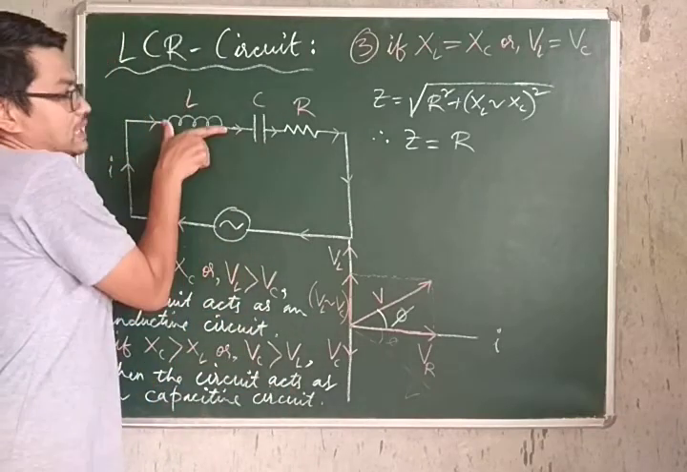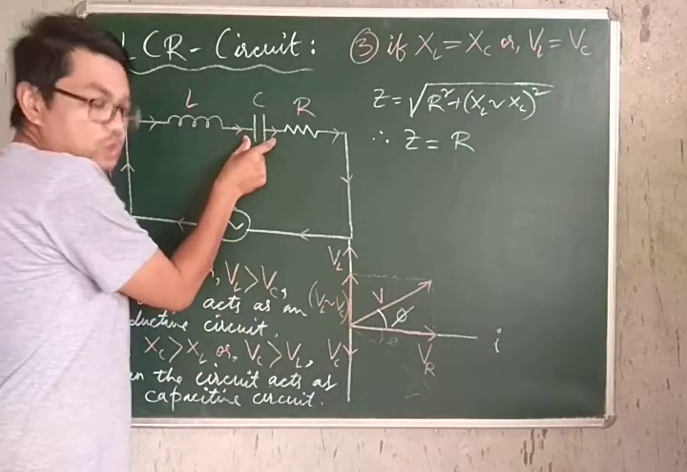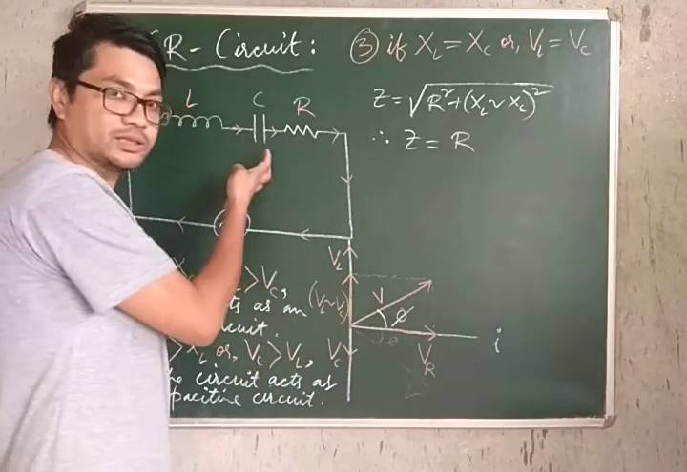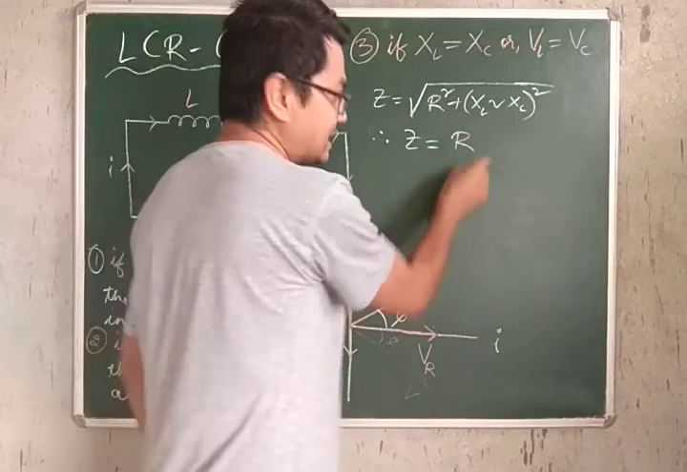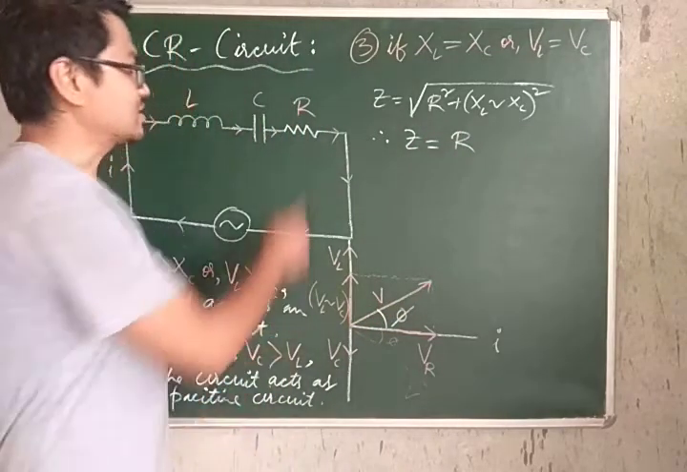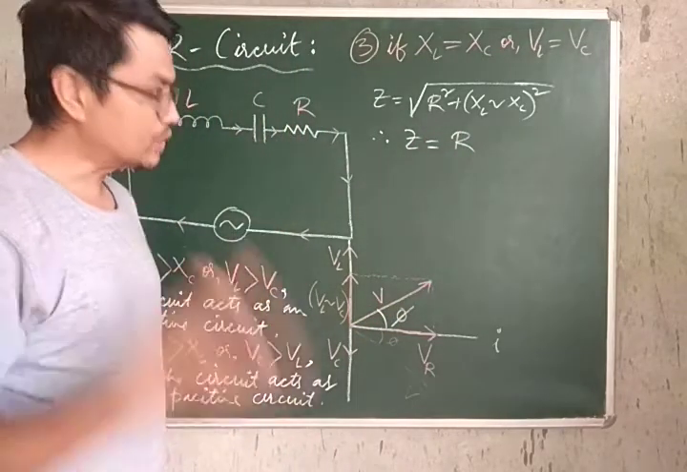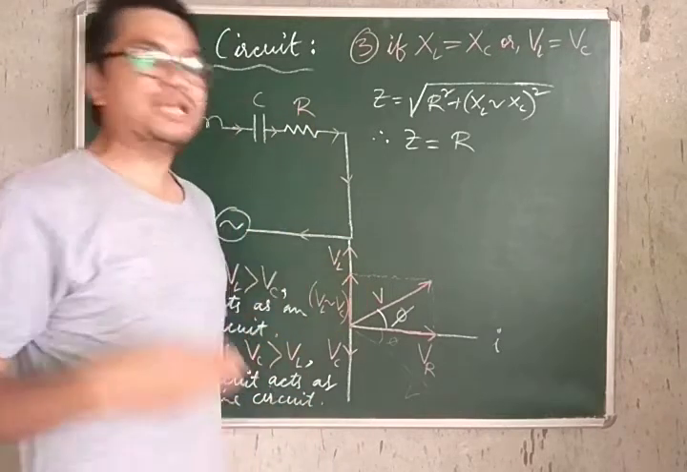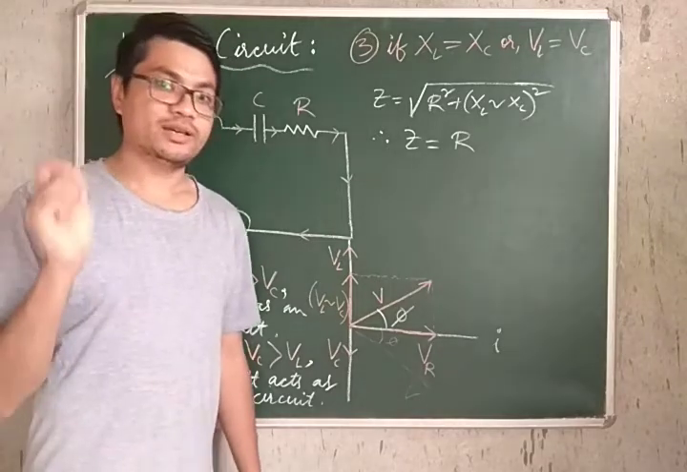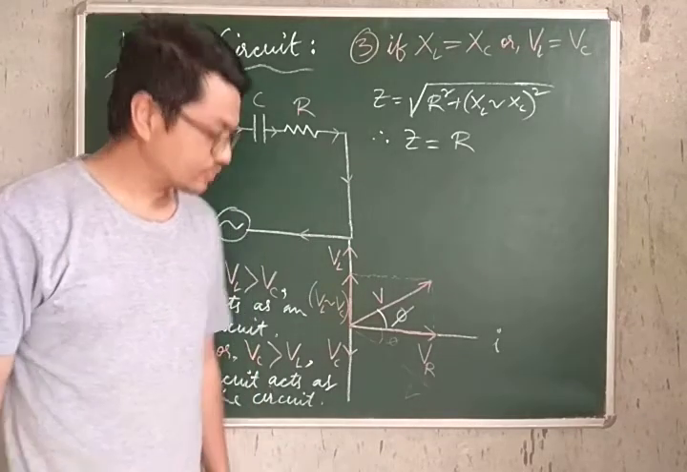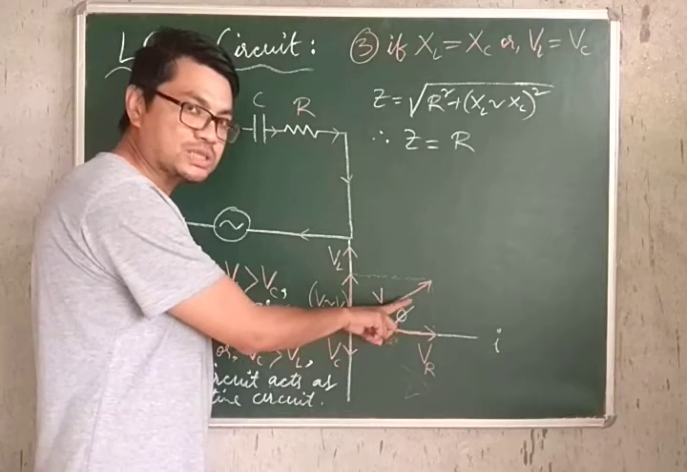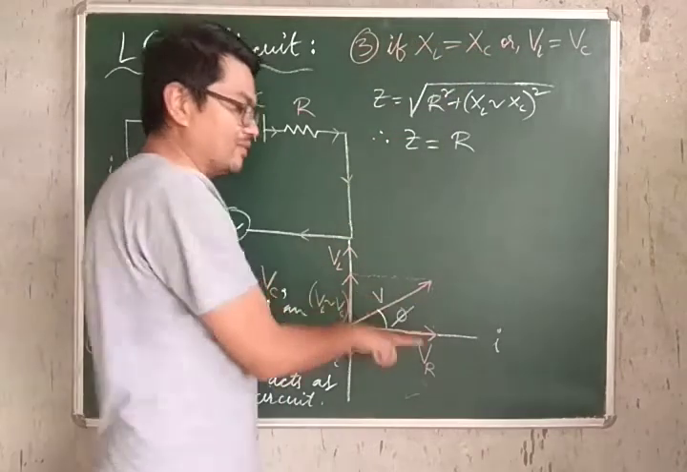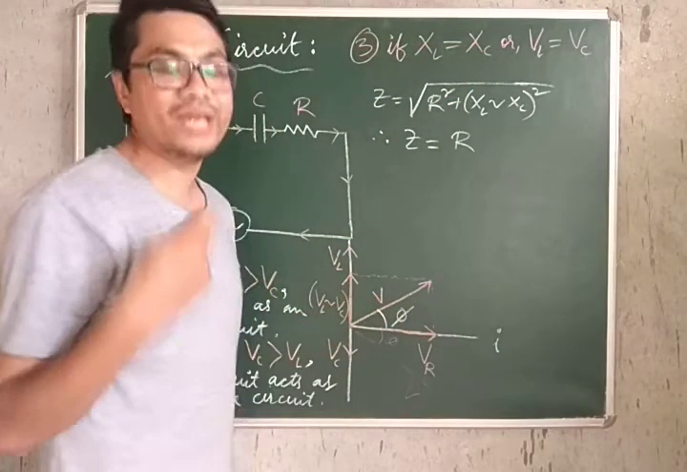So if the inductive reactance is equal to the capacitive reactance, we see that the effective resistance offered by the circuit, or so to say the impedance of the circuit, is equal to the resistance of the resistor itself. Or in other words, this LCR circuit simply acts as a purely resistive circuit. In which case, of course, there is no phase difference between the voltage and the current. Do not forget that. So if this is the case, then voltage and current are in phase with respect to each other.